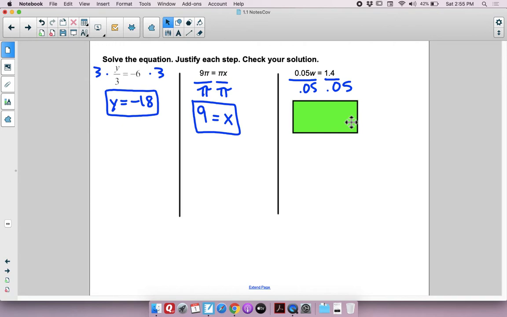If you do mental math, I know 5 goes into 20 4 times. 5 goes into 120 24 times. So it goes into 140 28 times. Really try and use those mental math skills. It's going to be a lot faster even than punching it into a calculator.